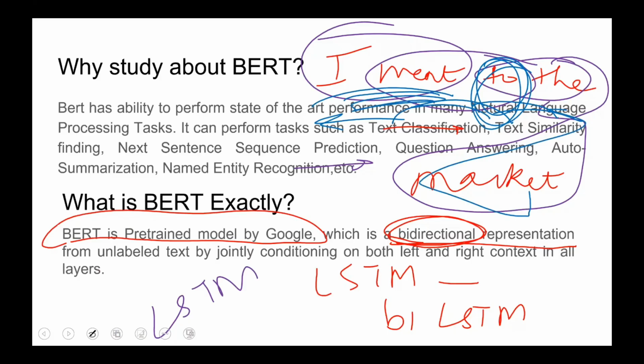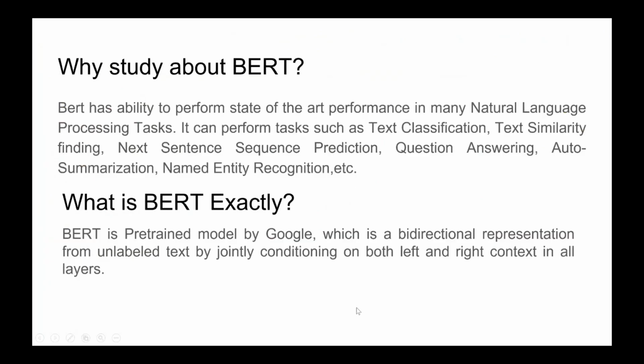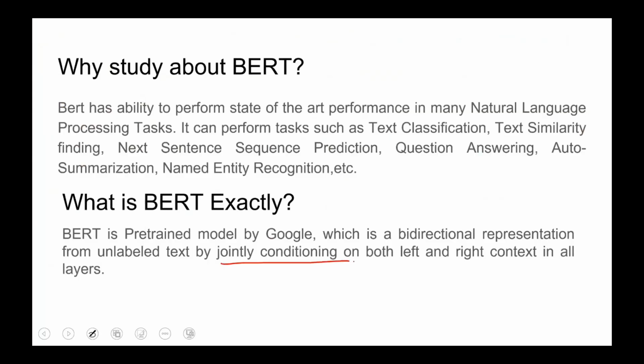So if I'm going for a bi-LSTM model, or especially the BERT model, it will take care in a bi-directional way, both the directions, forward and backward. Okay. By jointly conditioning on both left and right context in all the layers, it will try to figure out the context of the sentence, the reference to context in both the directions, the left and the right.